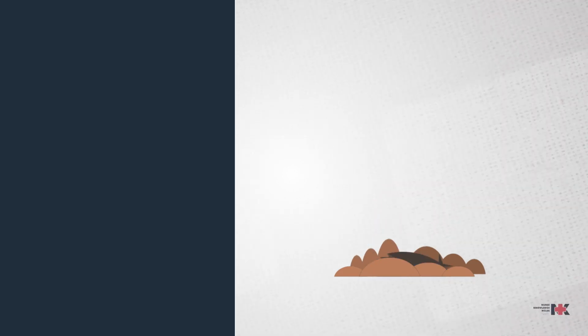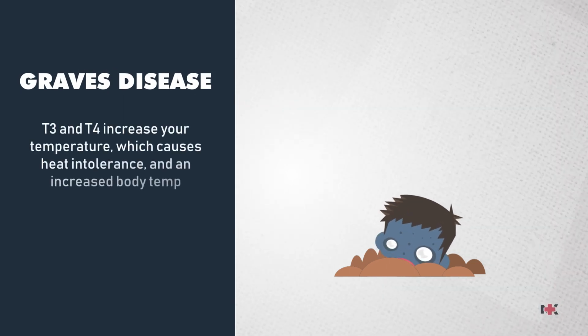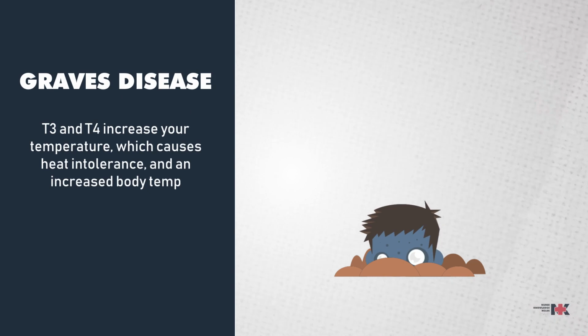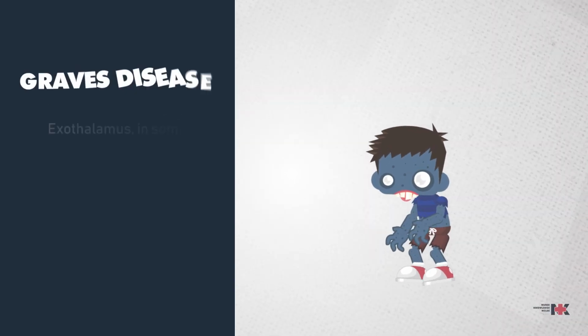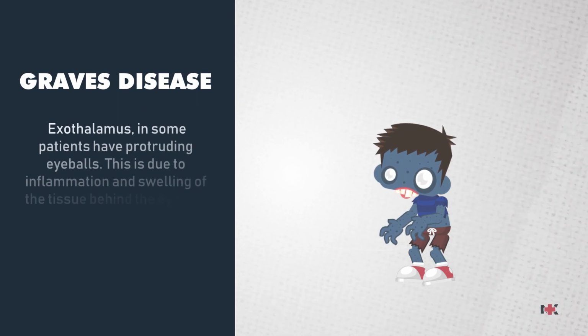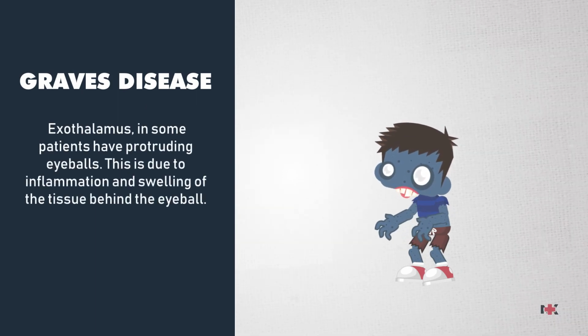Zombies are afraid of the heat, or of the sun. I mean, they like being cool underground, right? T3 and T4 increase your temperature, which causes heat intolerance and an increased body temp, which is a very common sign in Graves'. Zombies' eyes are fixed and can bulge out, as they're always looking for their next meal to eat. This is known as exophthalmos. Some patients have protruding eyeballs. This is due to inflammation and swelling of the tissue behind the eyeball, and this is a late sign of Graves' disease.